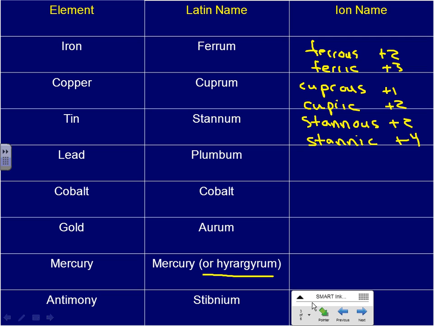Okay, now lead. The Latin name is plumbum. You may giggle about that. It is funny to say. It's a funny sounding thing. This is plumbous and plumbic. And it's 2 and 4 as well, I think, isn't it? +2, +4. Okay?